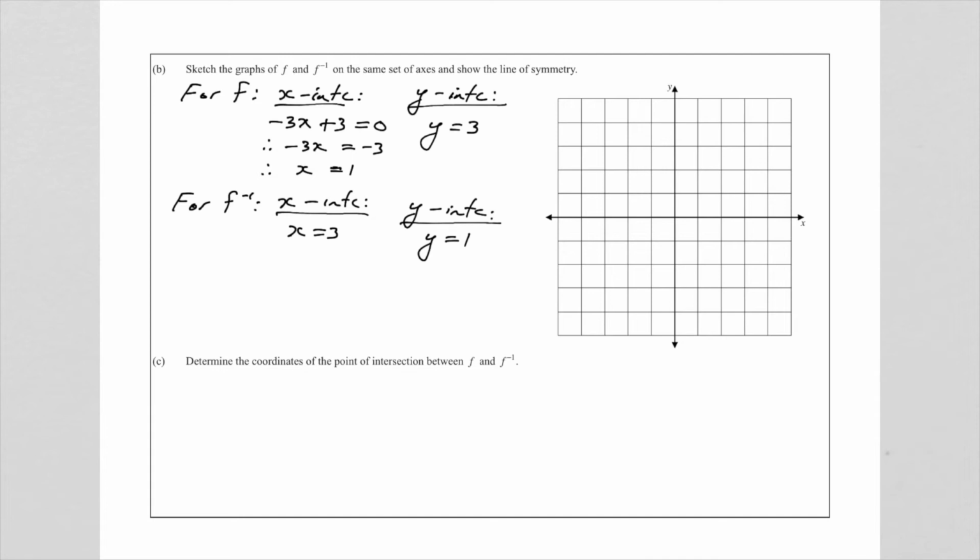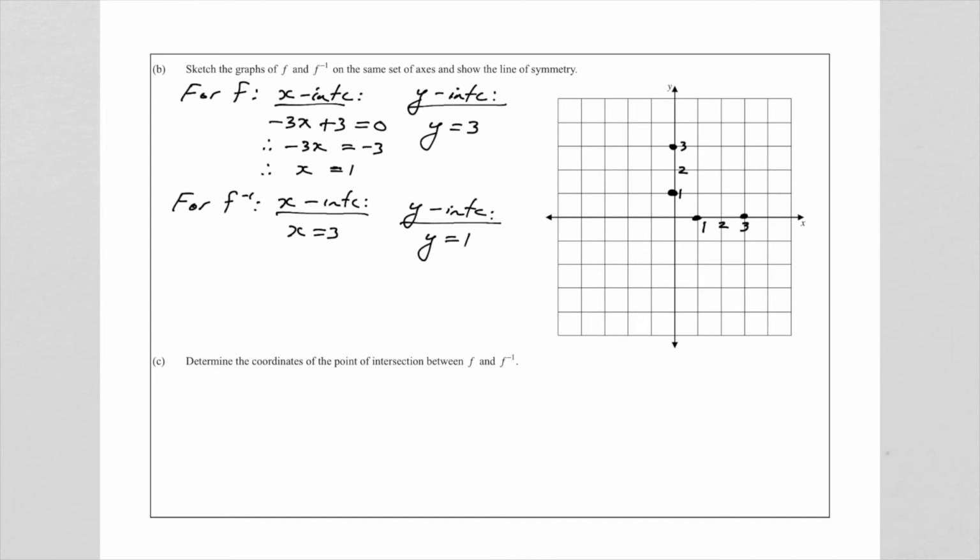We're now going to plot these points on our grid. So for f, we're going to say that x is equal to 1. That is the x-intercept. And the y-intercept is at y equal to 3. And we're going to draw our line through those 2 points. I'm also going to plot the points for the inverse. The x-intercept is at 3, right here. And the y-intercept is at y equal to 1. And we're going to draw that line as well.